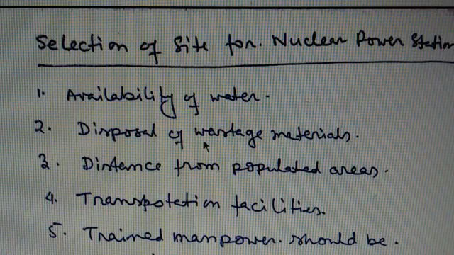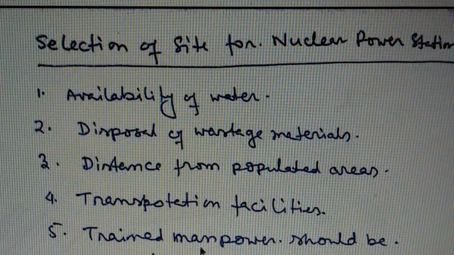Next, disposal of waste material. The product of the nuclear reaction is some material which emits radiation, which is harmful for human life as well as other animal life. So disposal of waste materials is a vital factor for this plant. And due to the huge radiation, this plant is always placed outside of the city or the populated area.